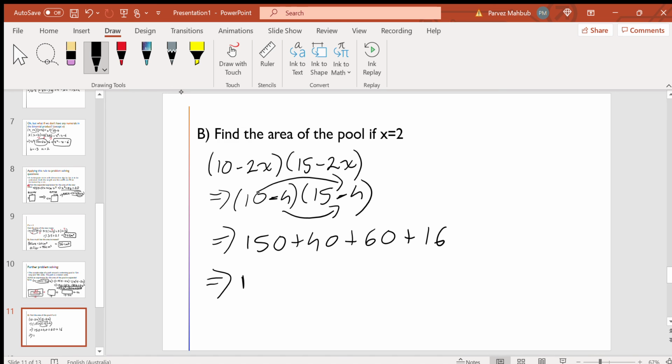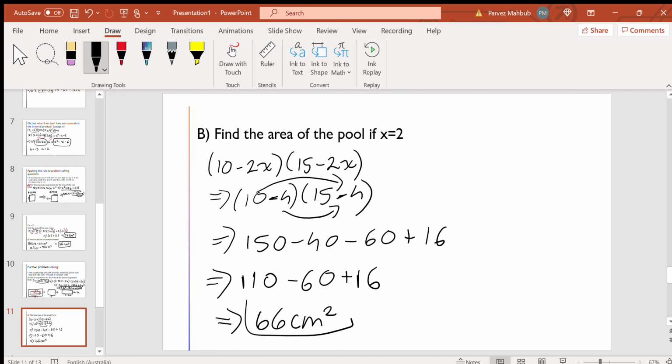So this becomes 150 minus 40, minus 60, and plus 16, because you're multiplying two negatives, which makes a positive. So this becomes 110 minus 60 plus 16, which becomes 66 centimeters squared. That is our final answer.